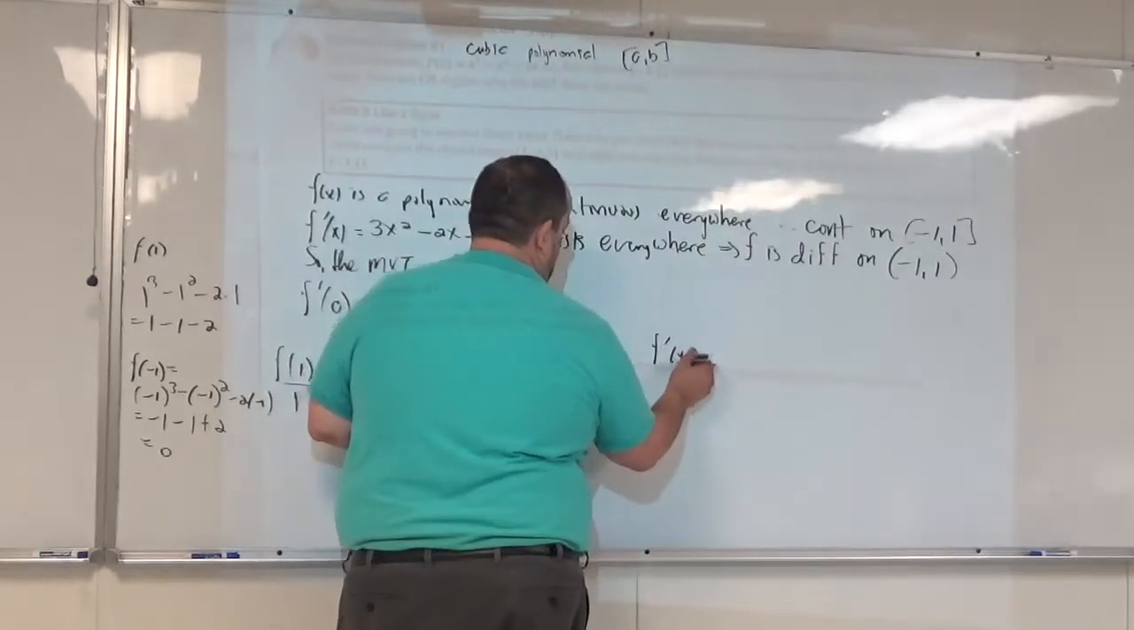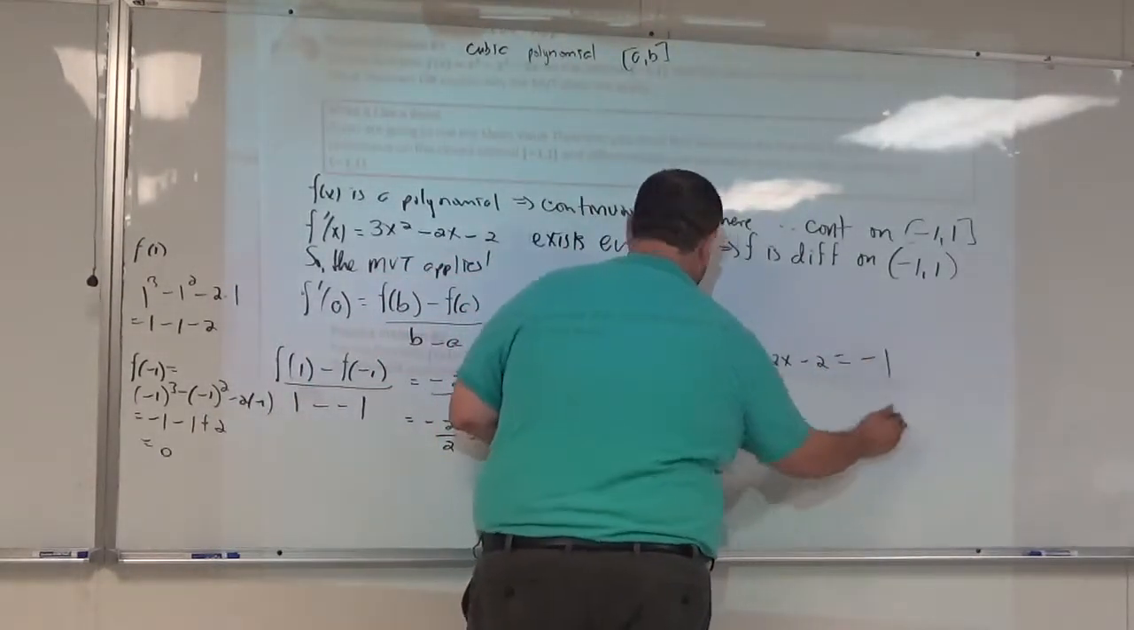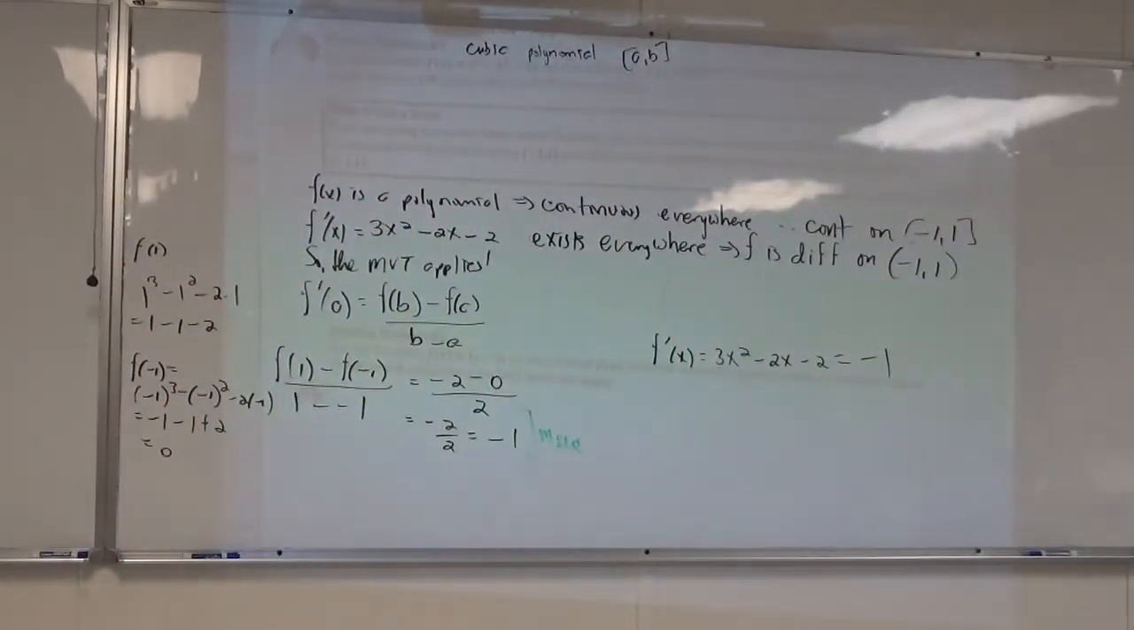Okay, find that derivative. You guys know that's 3x squared minus 2x minus 2. Set it equal to negative 1, and go solve that equation. It's an Algebra 2 question. 3x squared minus 2x minus 2, where is it equal to negative 1? Any one of the 14 Algebra 2 teachers you had that year would tell you to do the same thing here.